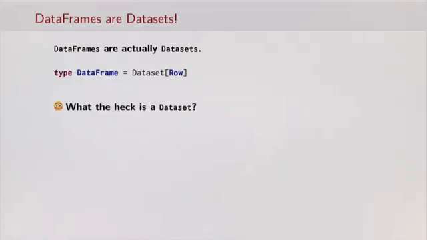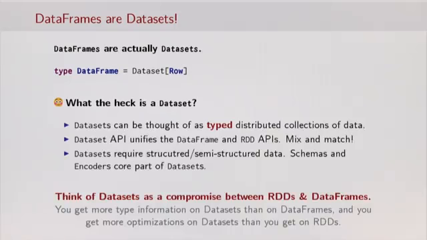But okay, what the heck is a dataset then? Well, a dataset can be thought of as a typed distributed collection of data. So kind of in the same way that we think about an RDD. It's a typed distributed collection of data. However, datasets have a little bit more than RDDs. So the Dataset API actually unifies the data frame API with the RDD API.